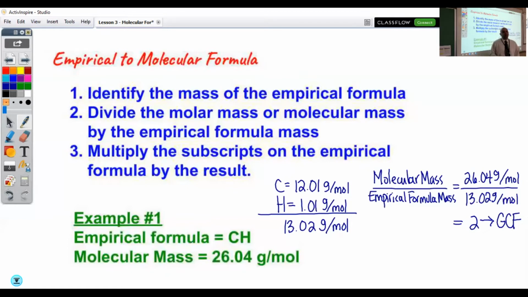The last part that we need to do is to take our empirical formula, CH, multiply it by our greatest common factor, which in this case is 2, and we're going to be left with our molecular formula, C2H2.